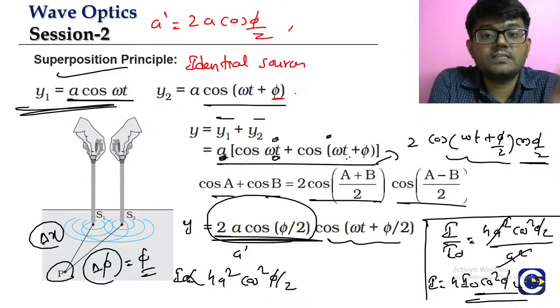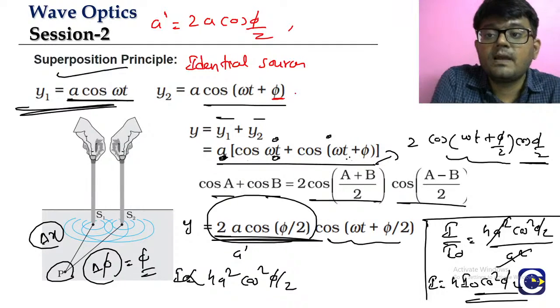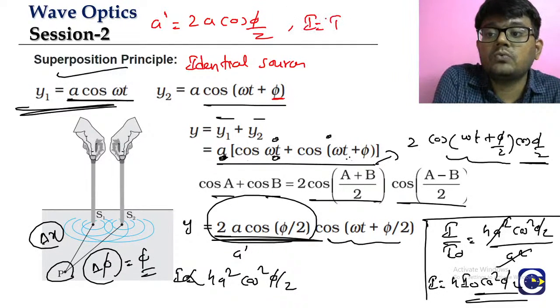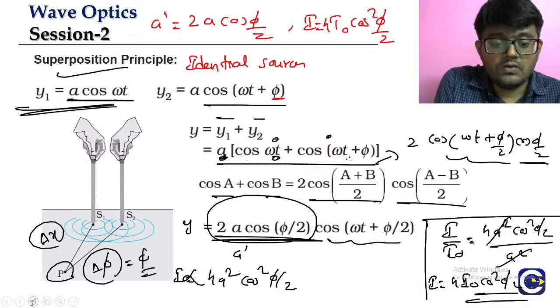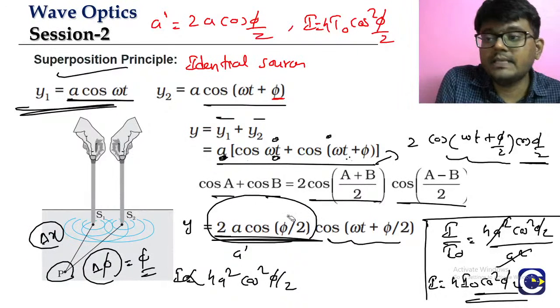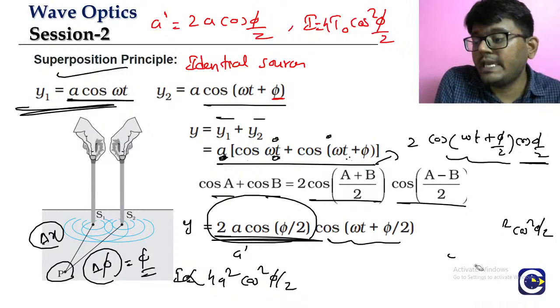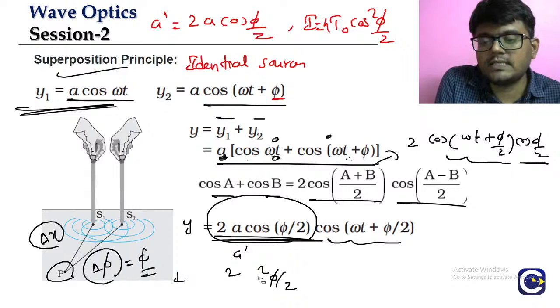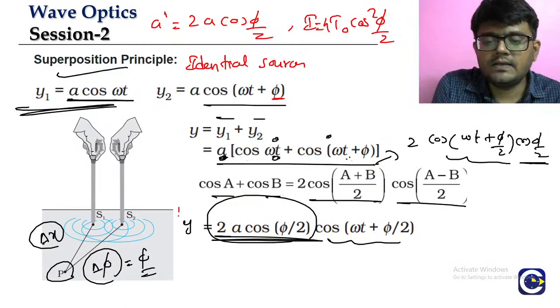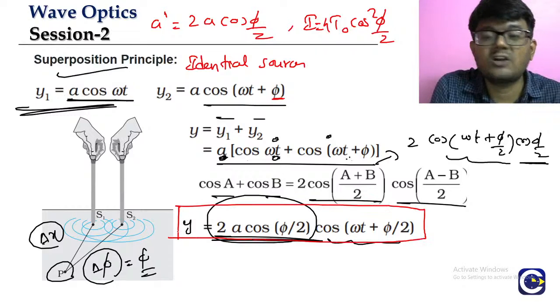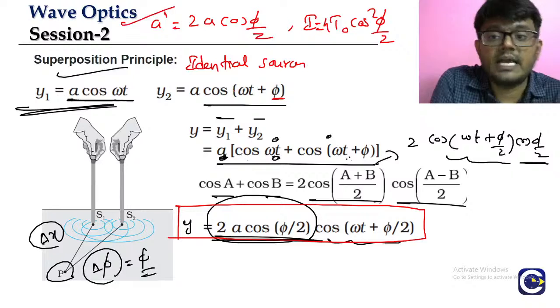Phi is the phase difference for the waves reaching the point P. And what is the I value? I is equal to 4 times I naught cos square phi by 2. So intensity there will be 4 times I naught cos square phi by 2. So these are the two results that we need to keep in mind. This particular resultant wave expression may not be that much required, but these two values are important: amplitude and then intensity.